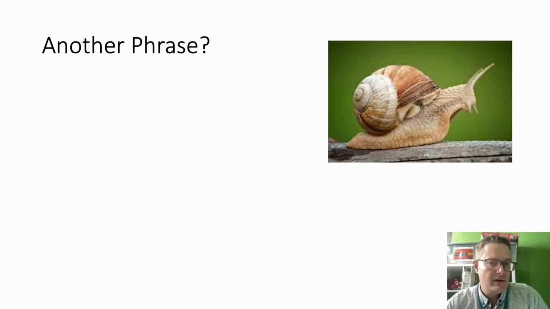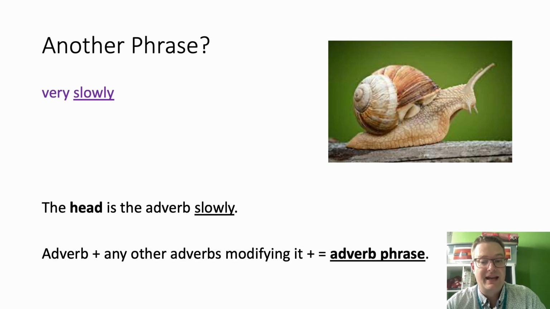You might have a phrase like very slowly. So is the very telling us about the slowly or is the slowly telling us about the very? Hopefully you worked out slowly is the head. Slowly is an adverb, so that is an adverb phrase. Right, so far so good. We've got noun phrases, adjective phrases, verb phrases, prepositional phrases, and adverb phrases.